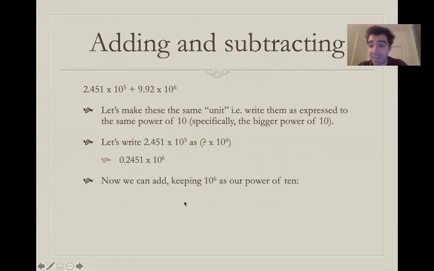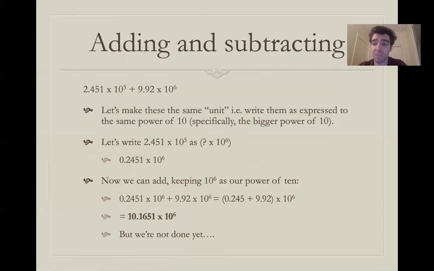So now we can add these two together just like we would like to. They have the same power of 6, so we can actually put these two coefficients together to get 10.1651 times 10 to the 6th. We're not quite done yet, though. There's two things we need to do. One of them is we notice that this is not in scientific notation, so we need to put it back in scientific notation. But there's something we need to do before that.